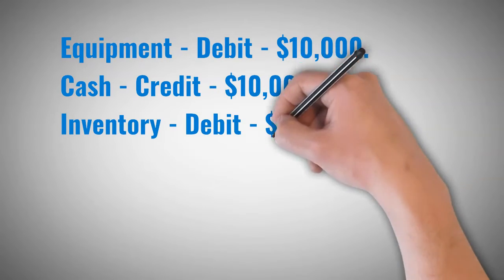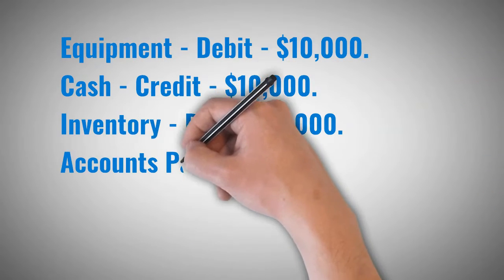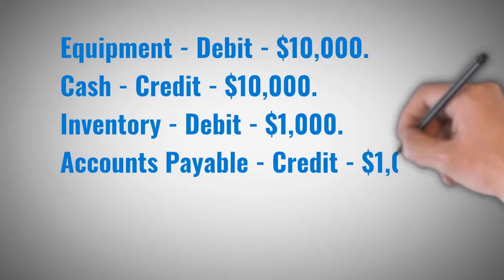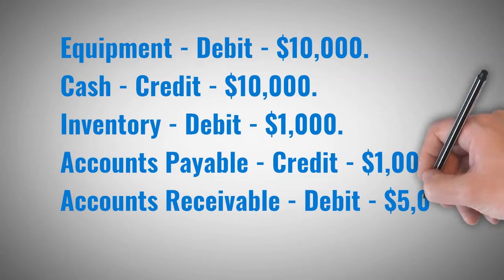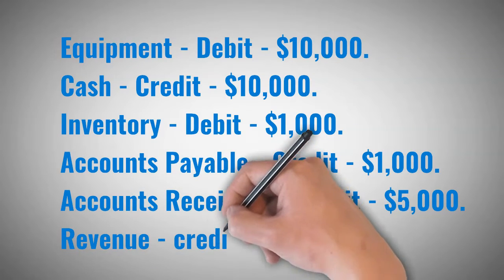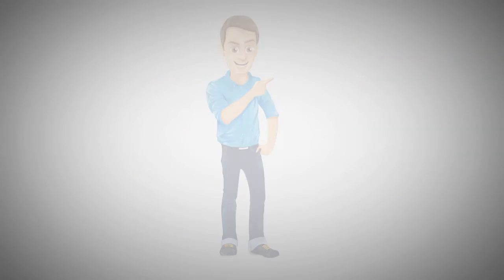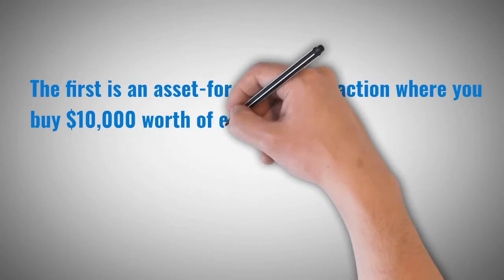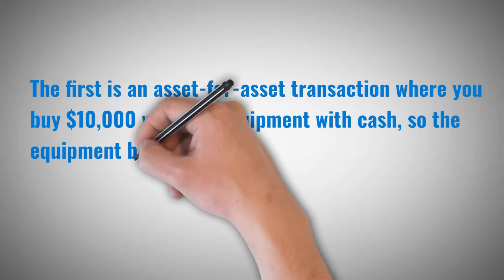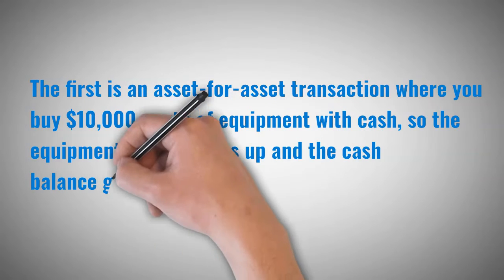Inventory, debit, $1,000. Accounts payable, credit, $1,000. Accounts receivable, debit, $5,000. Revenue, credit, $5,000. Let's go over each of these transactions. The first is an asset for asset transaction where you buy $10,000 worth of equipment with cash, so the equipment balance goes up and the cash balance goes down.